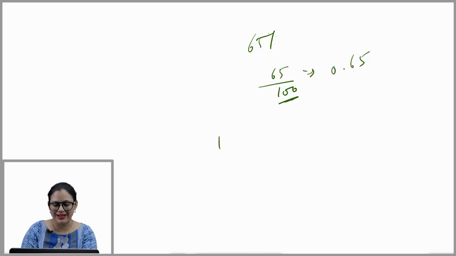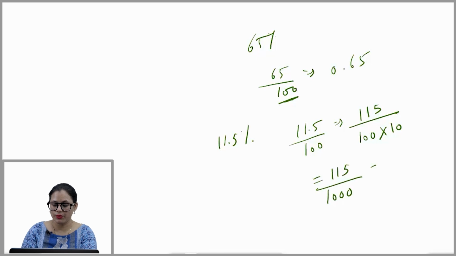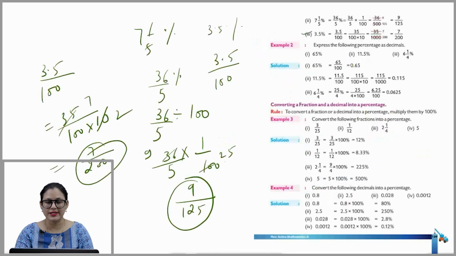Similarly, next is 11.5%. It is already in decimal, but it is in percentage. So 11.5 upon 100. Then now we will remove this decimal, and after removing the decimal, we will divide it by 10. So 115 by 1000. Now there are 3 zeros in 1000, so we will put decimal after 3 digits starting from the right. 1 2 3 decimal and 0.115. Similarly, you will do this example also.